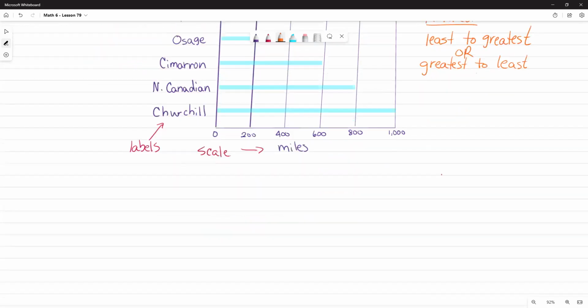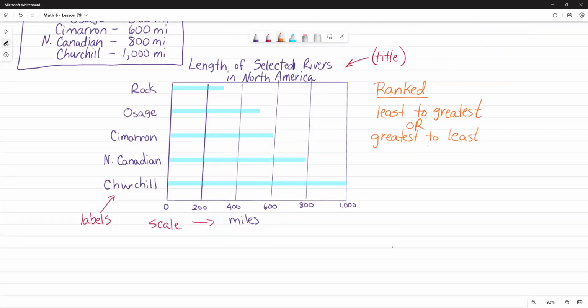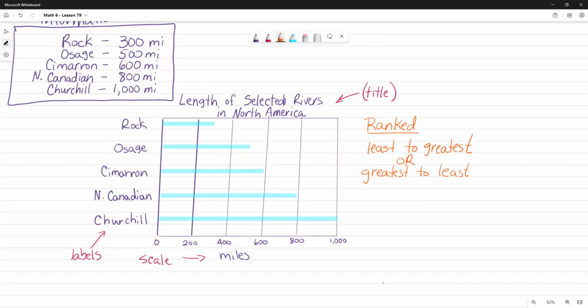Okay, so what I did in class, oh, there's a couple of other things, sorry, before I forget. With a bar graph, you also have things like the range, the mean, and the median. So remember, range is the difference between the largest value and the smallest. So it's the largest number minus the smallest.